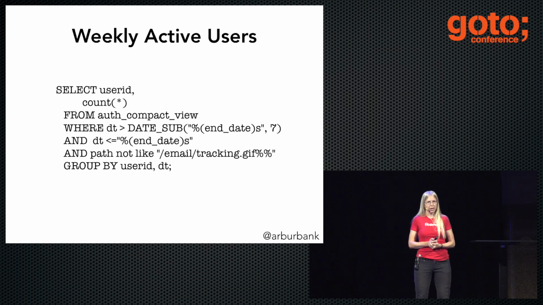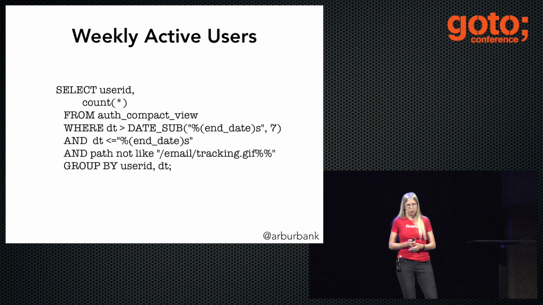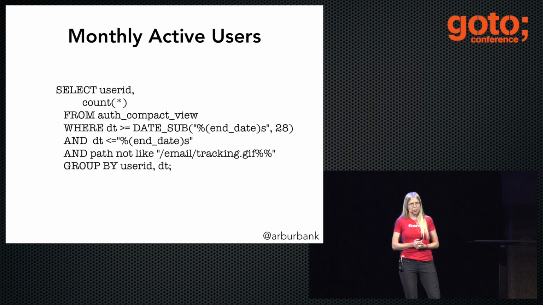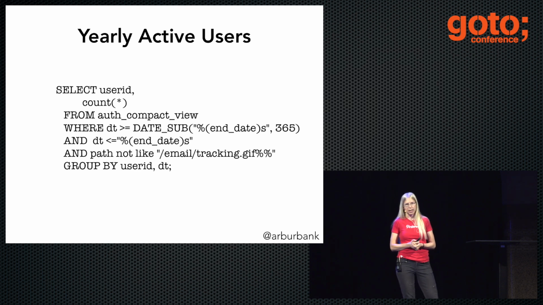Well, that's fine. We can just query our request log again and say, in the last week, did this user visit on a path that's not the tracking GIF? These people are weekly active users. For monthly active users, that's fine. Did these people visit in the last 28 days and visit a path that's not the tracking GIF? And for yearly active users, did they visit in the last 365 days on a request that's not the tracking GIF? Well, this is starting to sound kind of expensive.